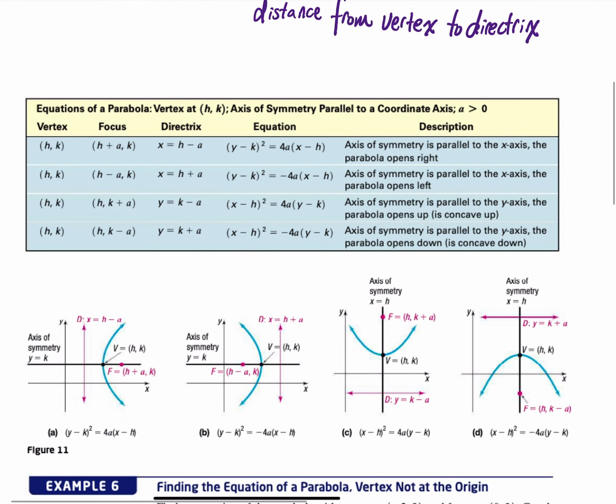So the book gives you another summary table, relating everything now, instead of from the origin being the vertex, to some general point h comma k. So they have it set up here. So everything will be similar.